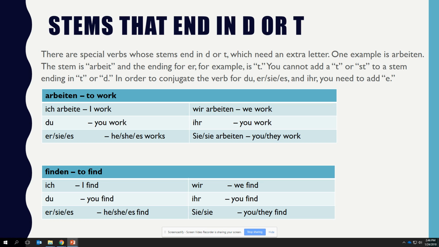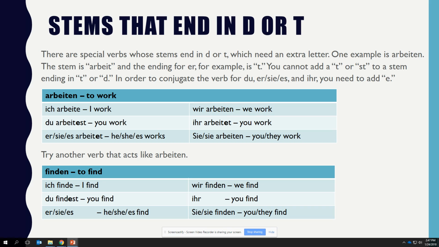The others have a stem that ends in T, and you add T or ST, so this is where we need our special E. Du arbeitest, sie es arbeitet, ihr arbeitet. Try another verb that acts like arbeiten. Pause the video and conjugate finden. You should have ich finde, wir finden, sie und Sie finden. For the ones where you have to add a special E, you would have du findest, sie es findet, ihr findet.